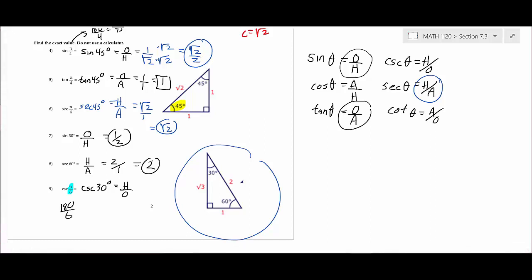So what do you have? 2 over 1. Everybody got that? Okay. Well, get comfortable with what those definitions mean when you're doing that. So hypotenuse is 2, opposite's 1, so that's equal to 2. And all these things can be checked on a calculator, every single one of them, so you can make sure that you're doing these right.